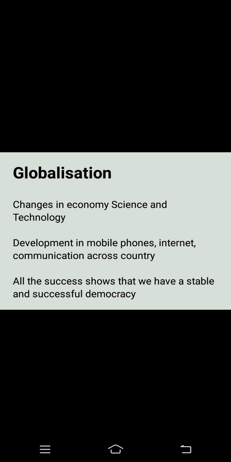Internet, we have a very good internet right now. Earlier it was not like that. People used to struggle to search for something or stick to the books. Searching on Google was not easy at that time. Communication across the country: you sit at home and communicate with people in any corner of the world, right? Or get information about any part of the world. So communication across the country has developed because of globalization.